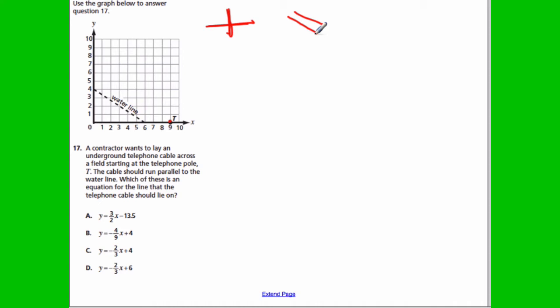Well, if we're talking about parallel lines, then we are talking about equal slopes. And slope is rise over run, and that's equal to your slope. So let's go through and find the slope of our water line to begin with. I'm going to use this point here because it's on a line and a point that matches up, and this one right here because it also lines up with a specific point, so it's easier to find.